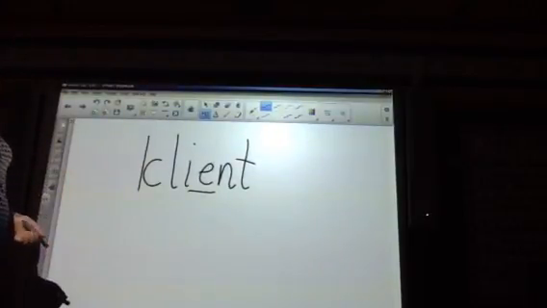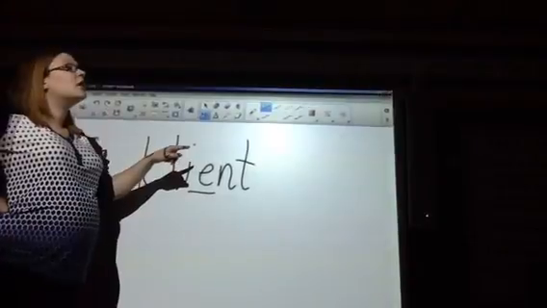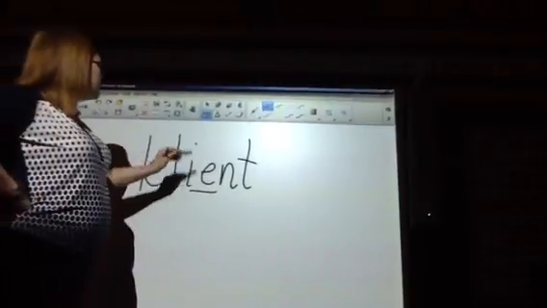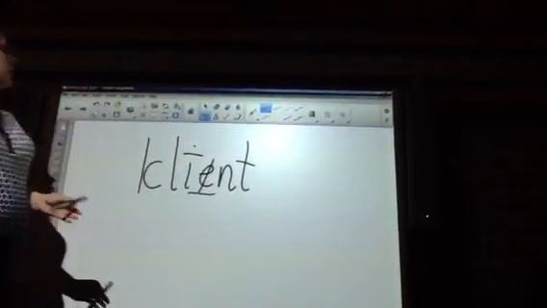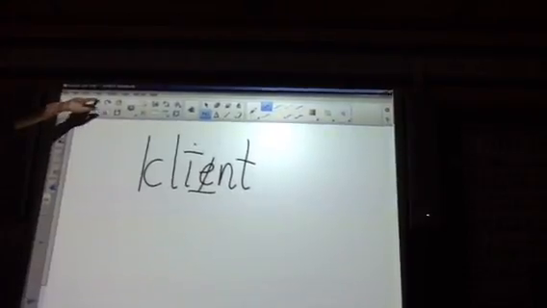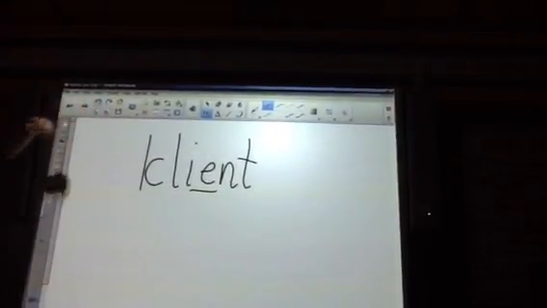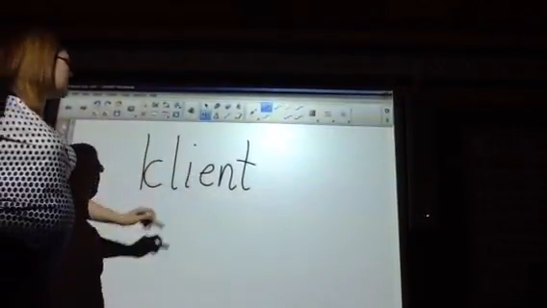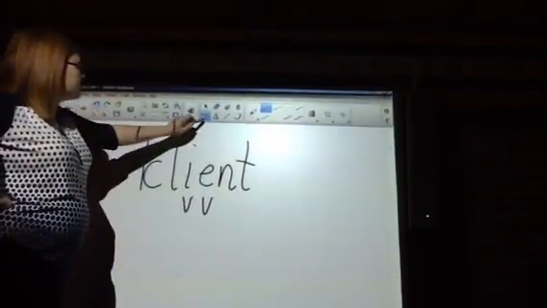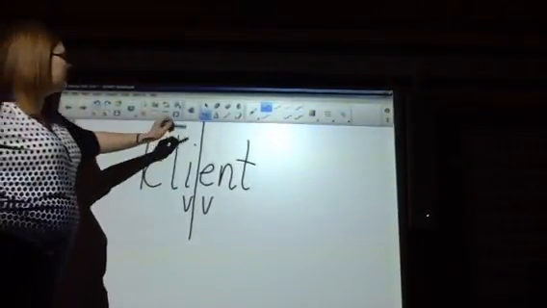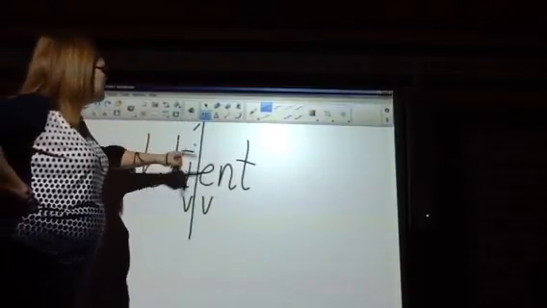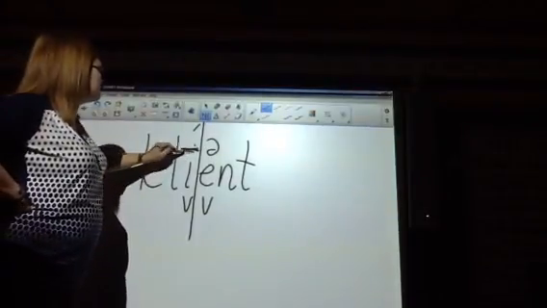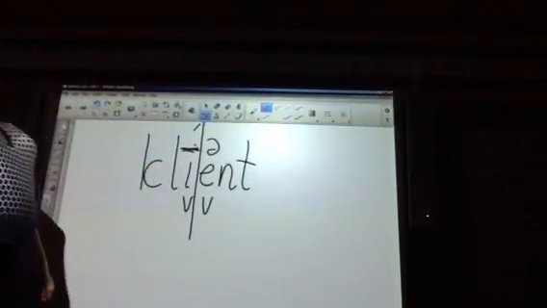Okay. Client. So what sounds can the digraph I-E make? Say I or E. So client. You're going to try this first? Yeah. Client. No. It's client. Okay, so you're telling me you think that both of these letters make a sound? Mm-hmm. Make a macron on the I and a schwa on the E. So that means the accent has to be after. Client.